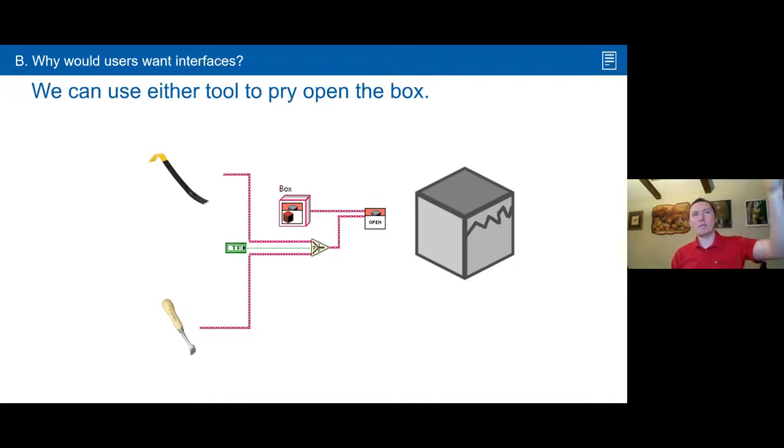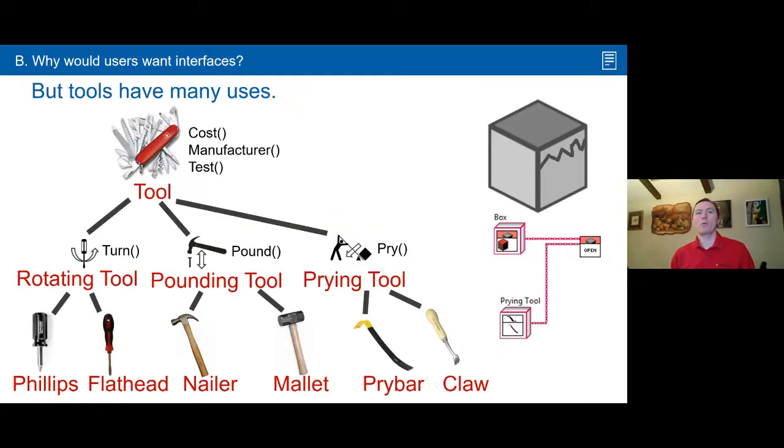So right now I can pick the pry bar or the claw. I can choose between them, and I'll get the common parent class. So right here, this will be my prying tool. That works. What if I want to pry it open with the nailer?